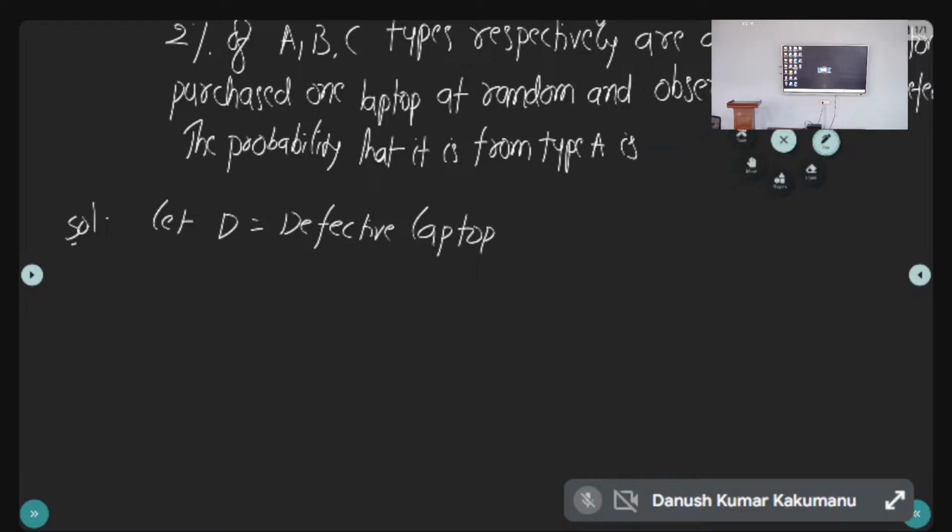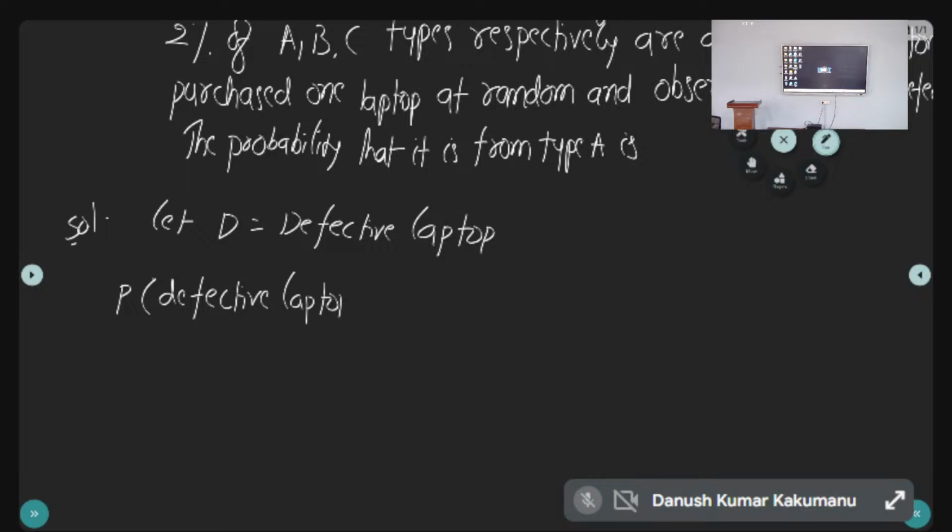Directly I will go to the solution because I don't want to use any notations. I just want to solve it logically. What is our denominator? Already one event has occurred, and that is a defective laptop. So for the denominator I have to write the probability of the defective, and the numerator is the type A case. Probability of a defective laptop.